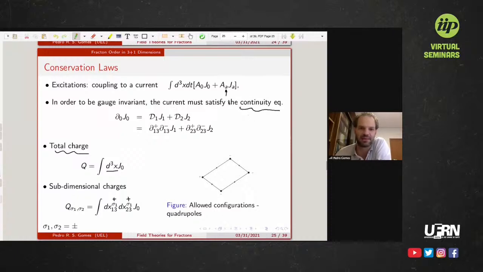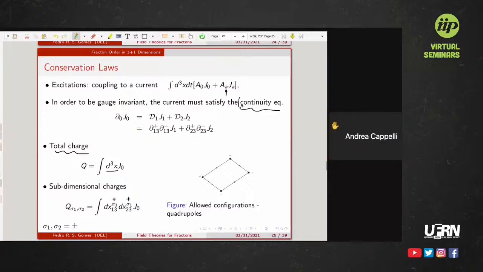Okay, it's just a requirement for gauge invariance. I understand. Yes, this I understand, but the geometry of this I do not. Okay, please go on. Okay, thank you.